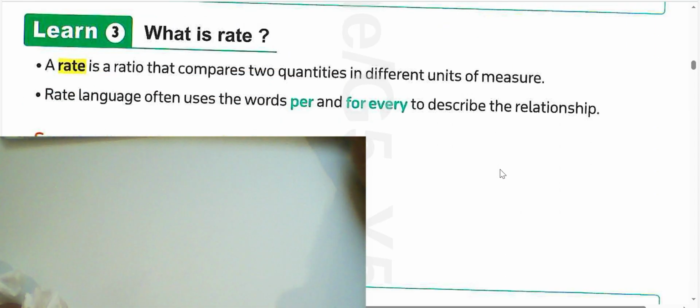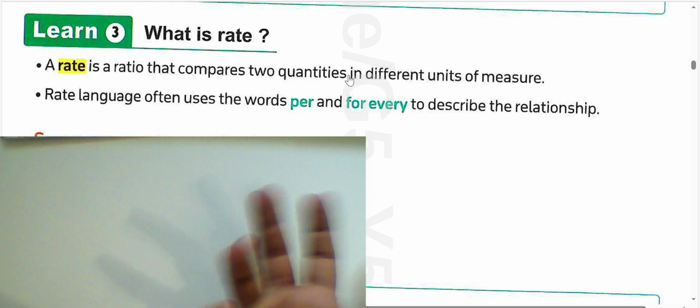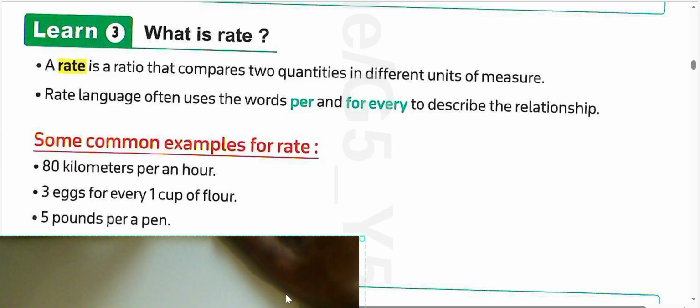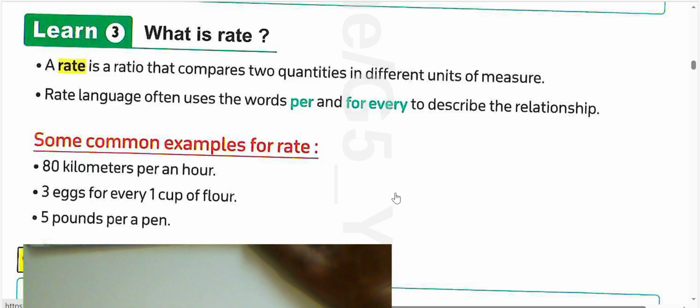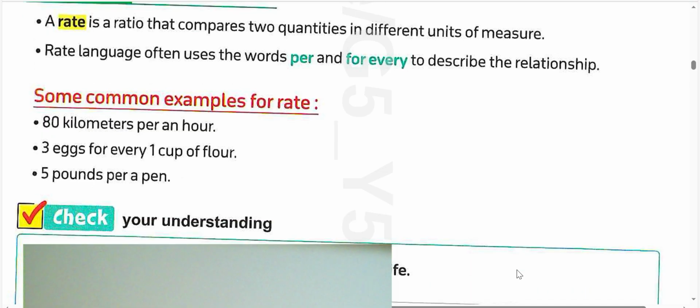What is the rate? The rate, not ratio. I explained the ratio. You know the ratio compares two quantities which have the same units. But if we have different units, we call it the rate. Rate language often uses words like per and for every. Definition of rate: a ratio that compares two quantities in different units of measure.